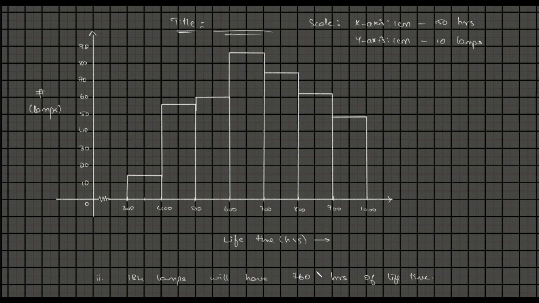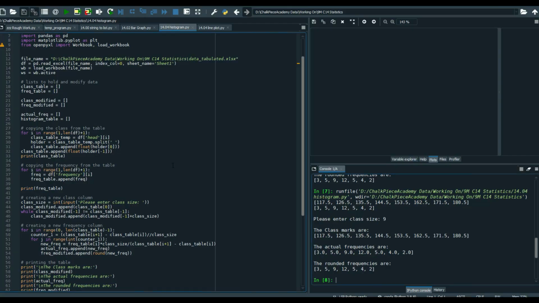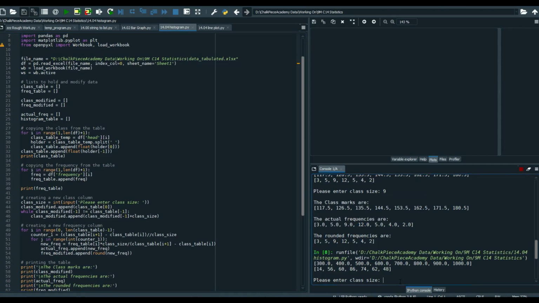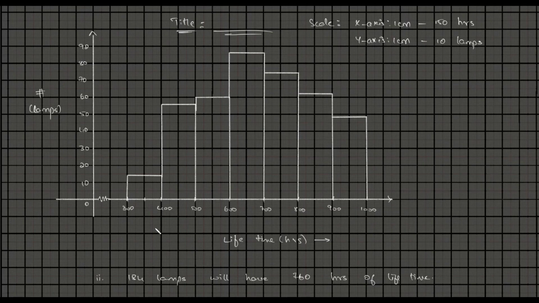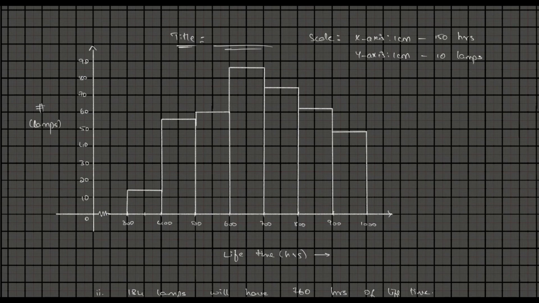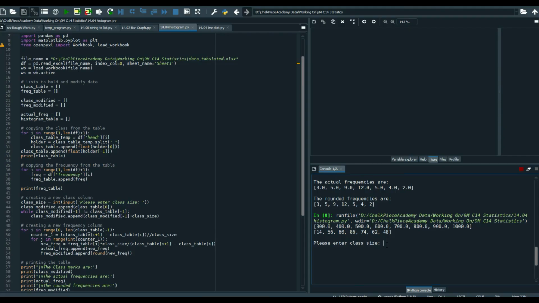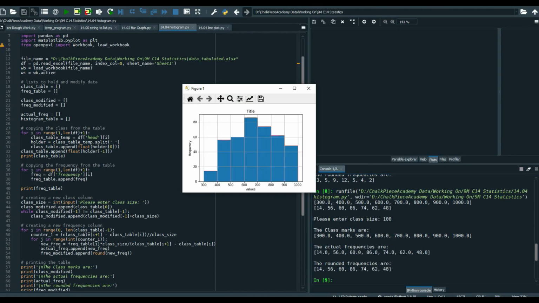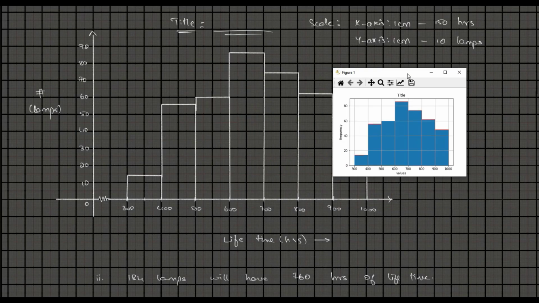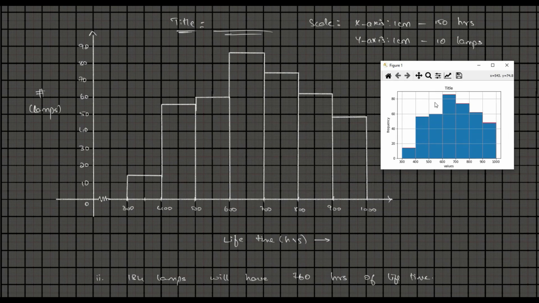So let's simulate this also using Python code. Just a second. So let's see the answer. The class width we took was 100, right? The graph itself has a class width of 100, but here I made it a point so that you are aware of what you are doing. So here we can see 300, 400, 500, 600. So the class width is 100, and you can see it looks like a replica, right? Okay, so this is your answer. Quite good, right?